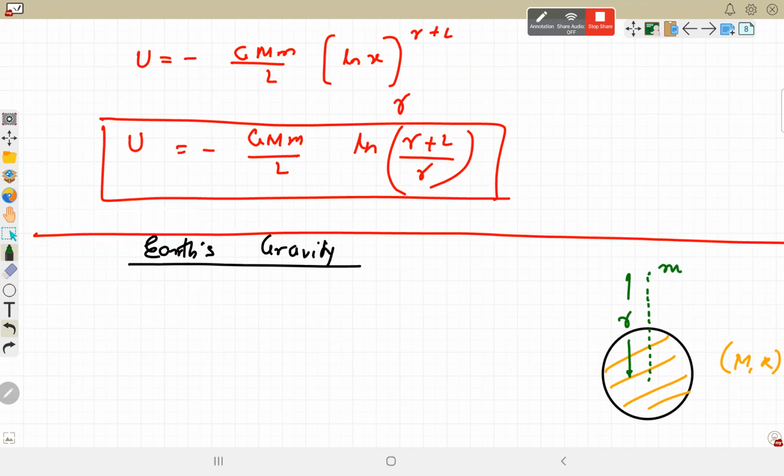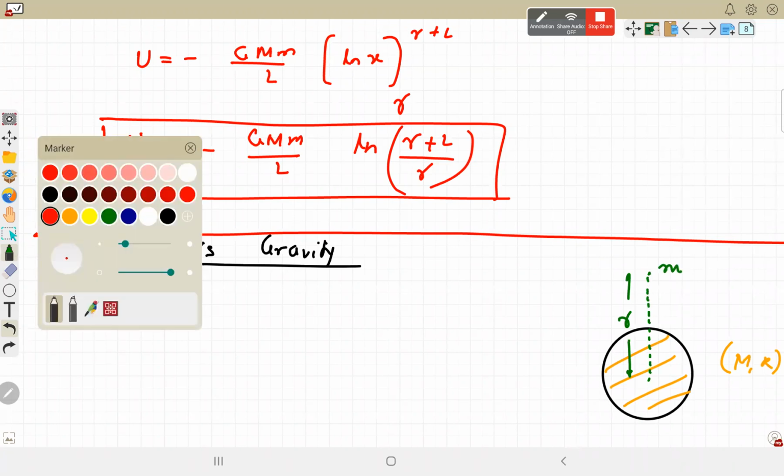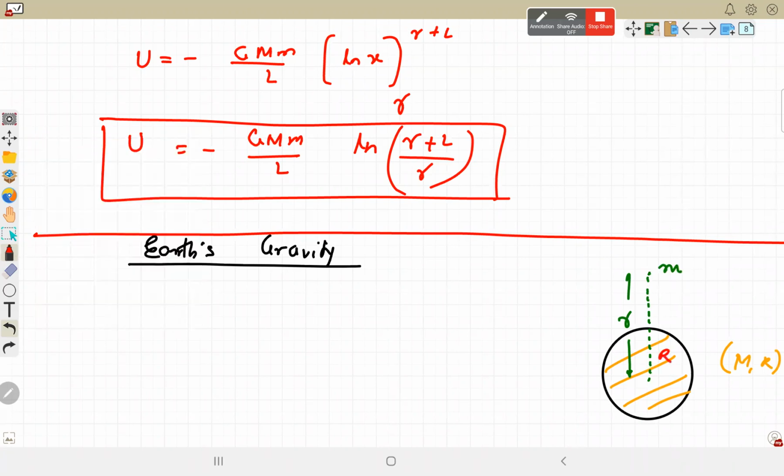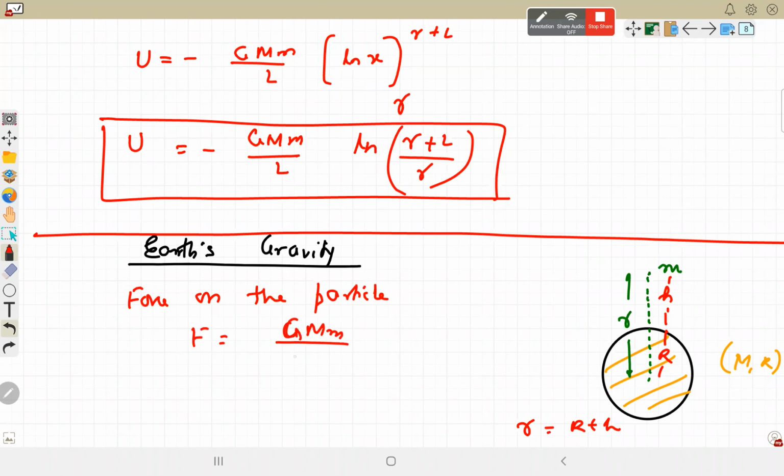Assuming a small mass m at a height h from the surface and a small r from the center, small r will become R plus h. Capital R is the radius of Earth, capital M is the mass of Earth. Force on this particle, F will be equal to G M1 M2 divided by (R plus H) square.